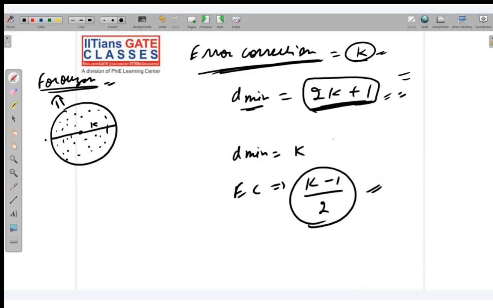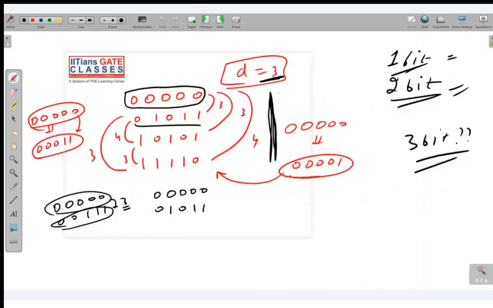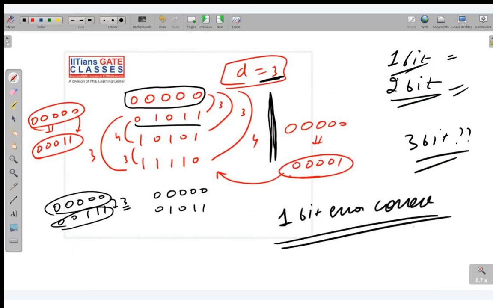Okay, and one more thing. See this, here we have done, the minimum Hamming distance was 3. So we are able to correct 1-bit error, because minimum Hamming distance was 3. So I think you have got it. How many errors can it correct? 3 minus 1 by 2, that is 1. A 1-bit error it can correct.